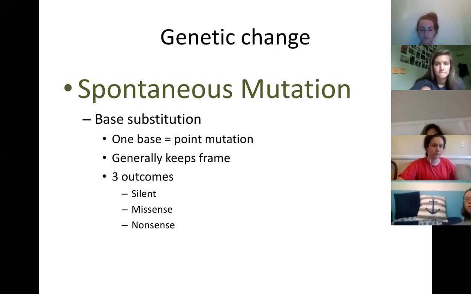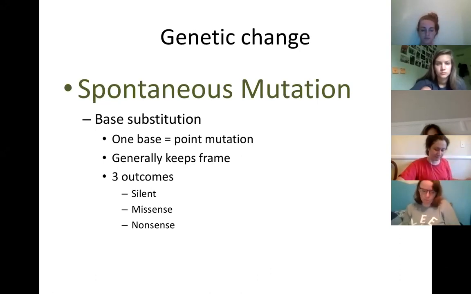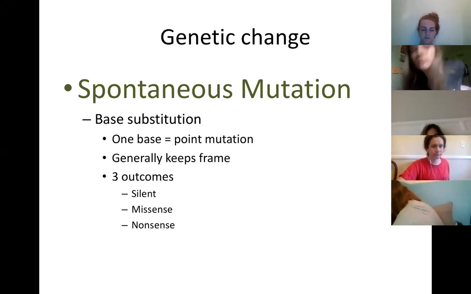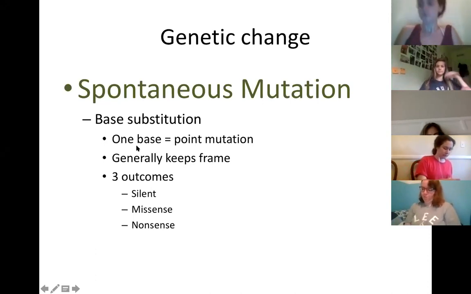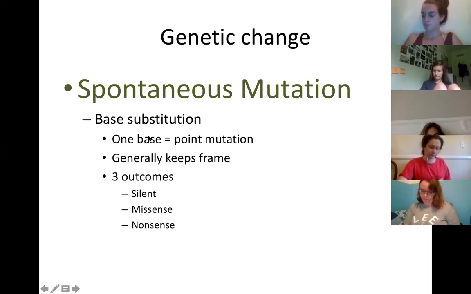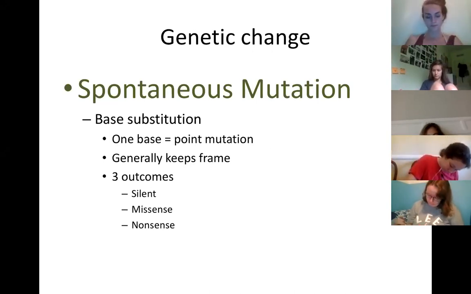So let's start talking about different types of spontaneous mutations. When we talk about spontaneous mutations, there's a couple different options. One of the big ones being a base substitution. And this can be, right, as simple as one base, right? And when we substitute one base, we call this a point mutation, right? Mutation is occurring at that point where we've changed the base. And this generally keeps frame.